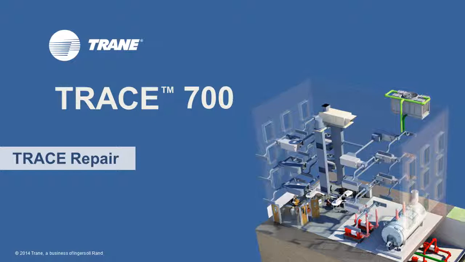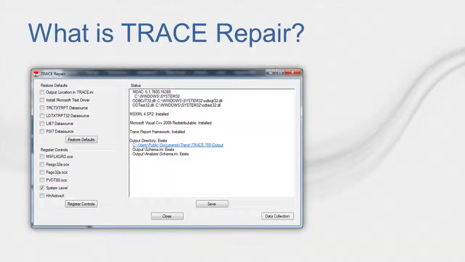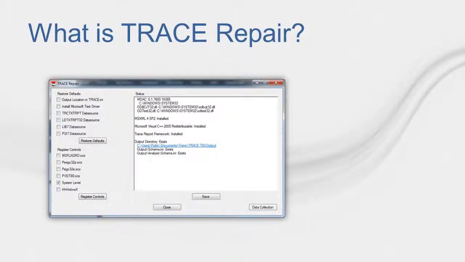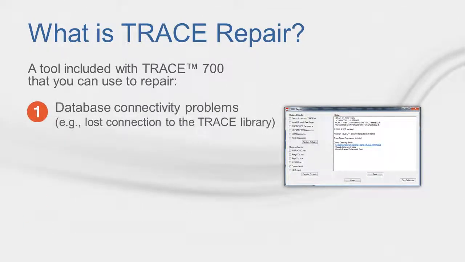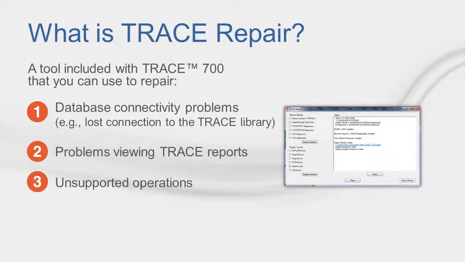Today I'm going to tell you about a little known tool included with Trace 700 called Trace Repair. So what is Trace Repair? It's a free tool included with Trace 700 that you can use to repair common issues, such as database connectivity problems, usually experienced as ODBC errors, problems viewing trace reports, problems with unsupported operation errors, and missing output locations.